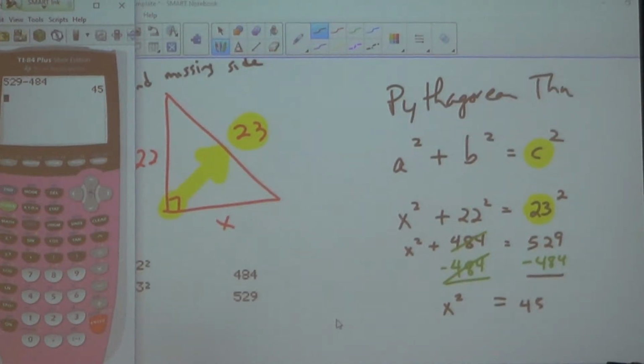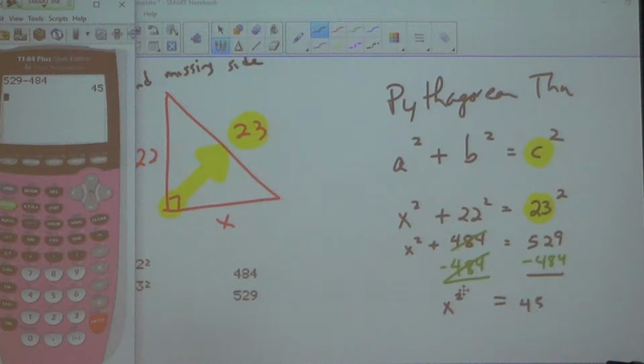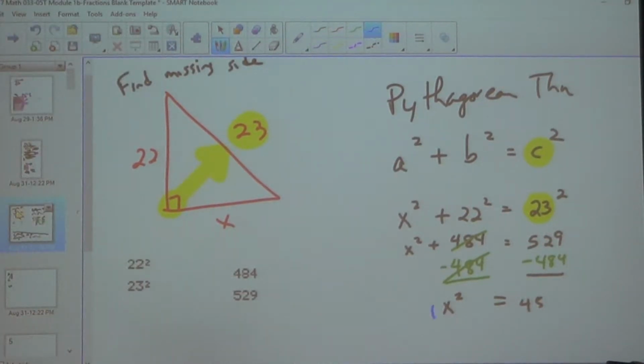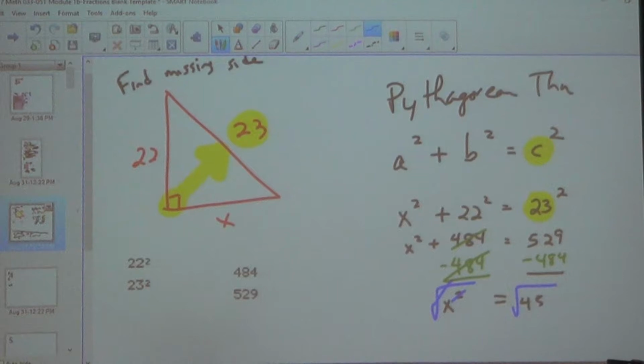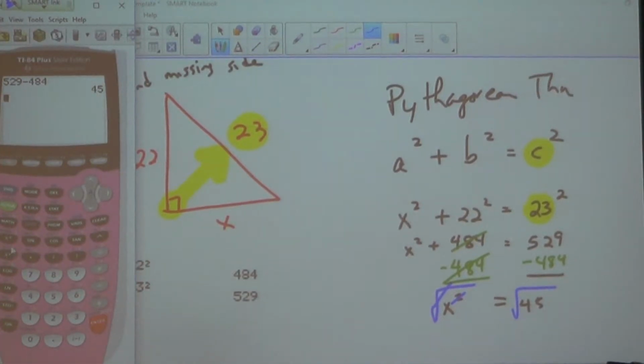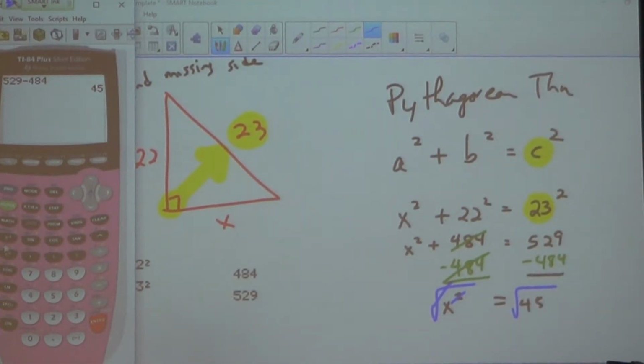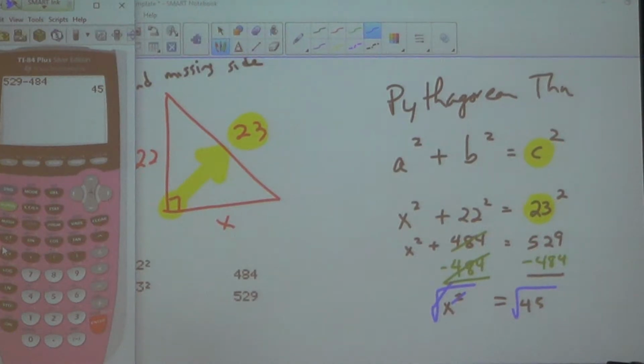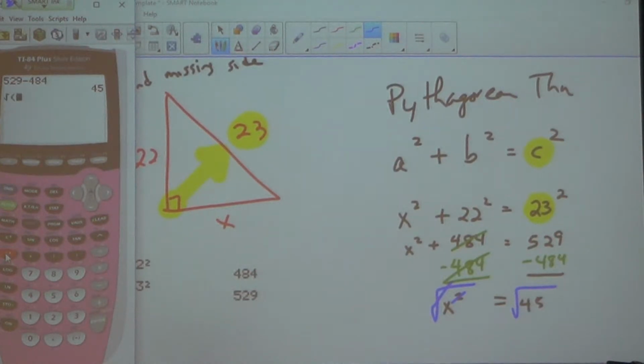Square root. Perfect. To get rid of an X squared, you take the square root. The square root gets rid of a square. On your calculator, the square root button is right here. It's right above the squared button. Mine is in blue, so I hit the blue button and then the squared button. That gives me the square root of 45.